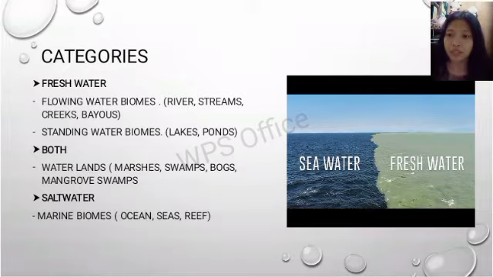Here are the categories of aquatic biome. Freshwater has a flowing water biome and a standing water biome. Second is both, which are wetlands. Third is saltwater, which has the marine biomes. Aquatic biome is usually divided into two categories, which are the freshwater and saltwater, also called marine biome.